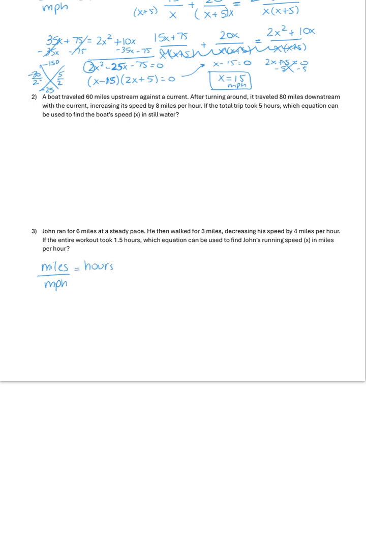So I know he started for 6 miles at a steady pace. I don't know what the pace was, so I'm just going to say 6 over x. Then he walked for 3 miles, so he did 3 more miles, decreasing his speed by 4, so I'm going to say x minus 4. And I know he went for 1.5 hours. All right, now I'm just solving for x. So I need a denominator that's going to be x times x minus 4.